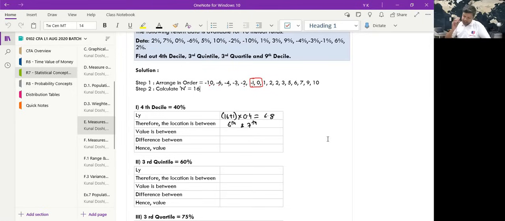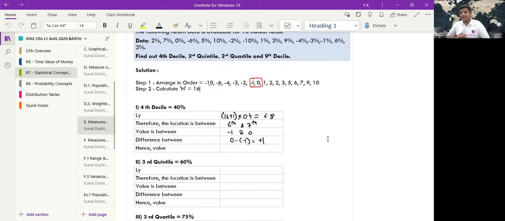So here the location was between the 6th and 7th number, and those numbers are -1 and 0. So I will write the value is between -1 and 0. That is where our value is. Now, what is the difference between -1 and 0? How do we calculate the difference? The gap, the largest minus the smallest. So if I calculate 0 minus -1, the difference is 1. That is, the gap is of 1, correct?